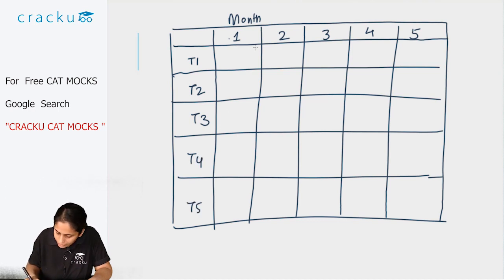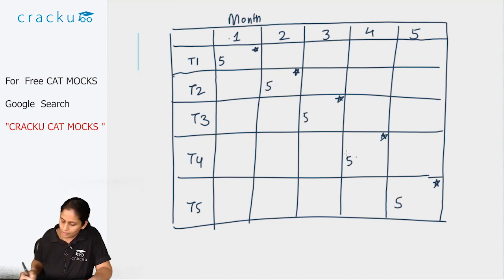We know that T1 works on a challenging project in the first month, T2 in the second month, and putting a star to indicate that, T3 in the third month, T4 in the fourth month and T5 in the fifth month. So they'll have 5 people then. So I'll put 5, 5, 5 and 5. For all other cells, there will be 4 people.